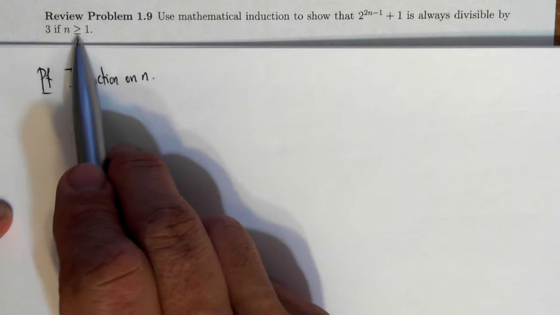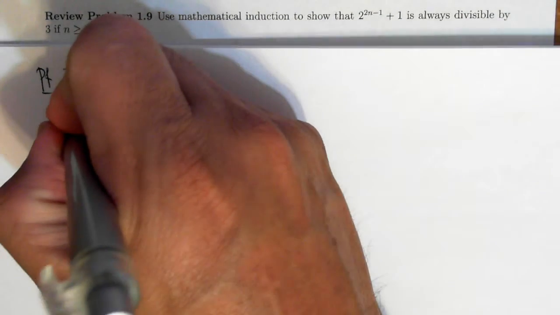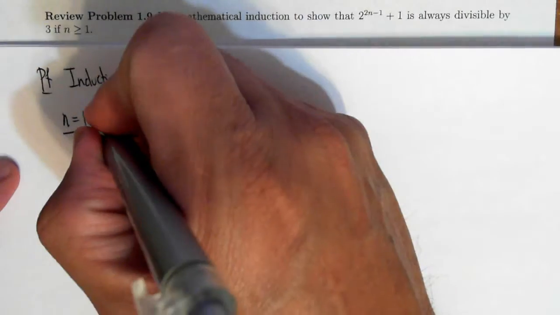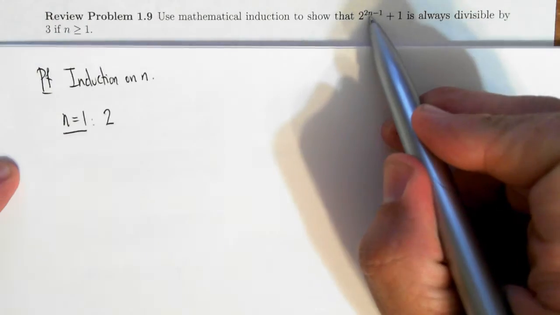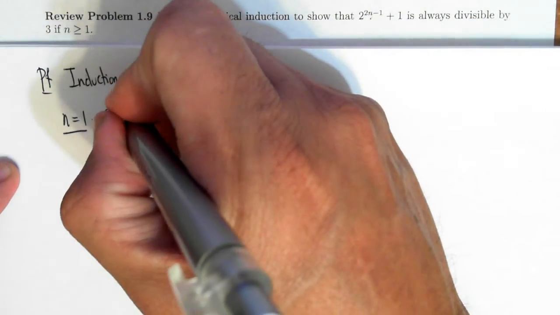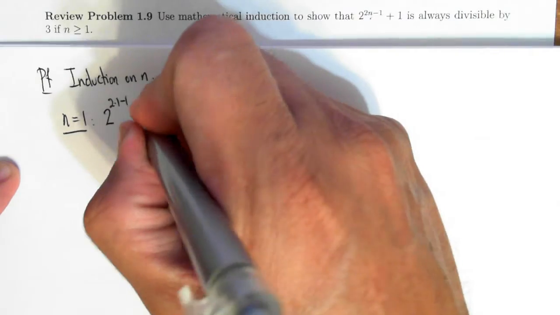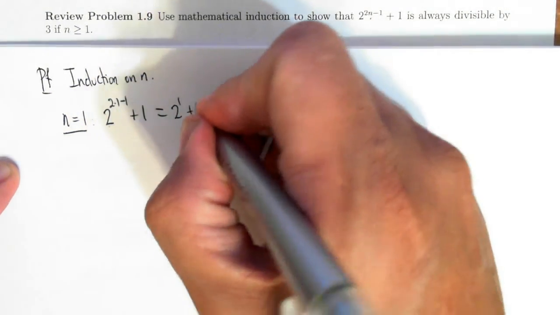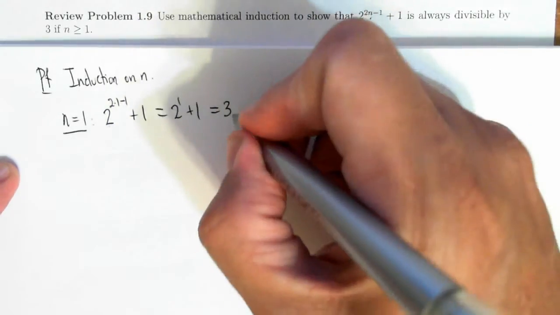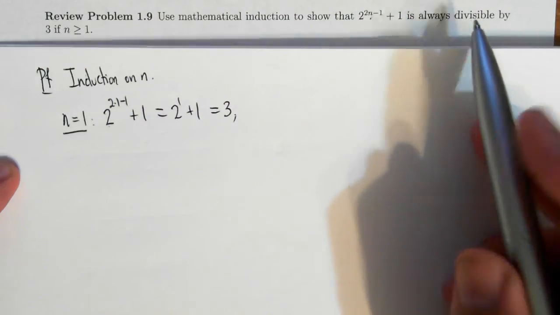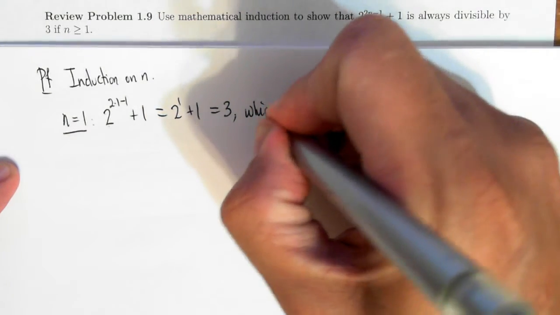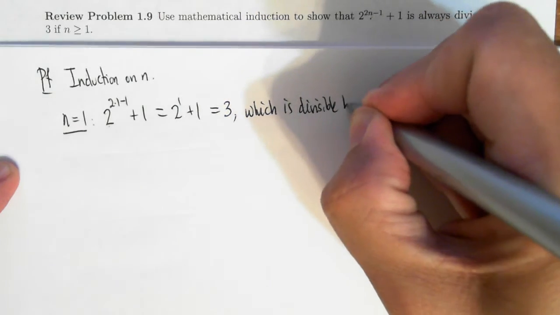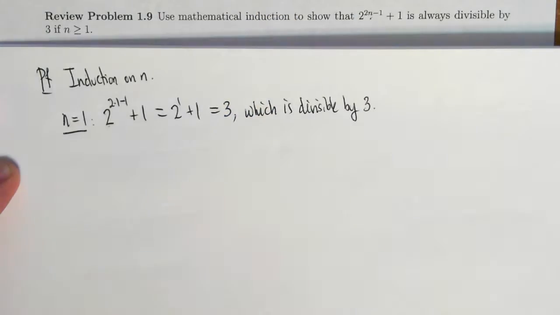And our base case for this problem is n greater than or equal to 1, so we'll start there with n equals 1. Let's check to see if the n equals 1 case works. If n equals 1, replacing n by 1 here, I have 2 to the 2 times 1 minus 1, plus 1. So that's going to be 2 to the 2 minus 1, so that's 2 to the first plus 1, which equals 3. And that is certainly a multiple of 3, which is divisible by 3. So the base case works.